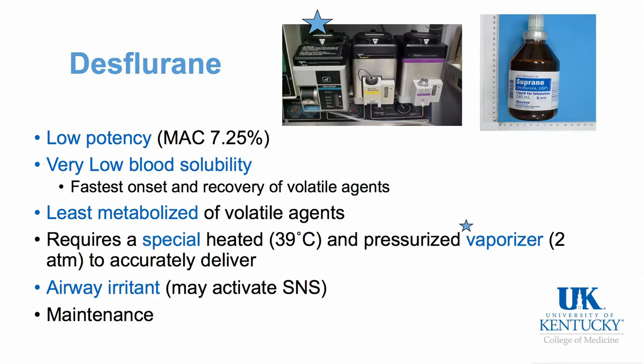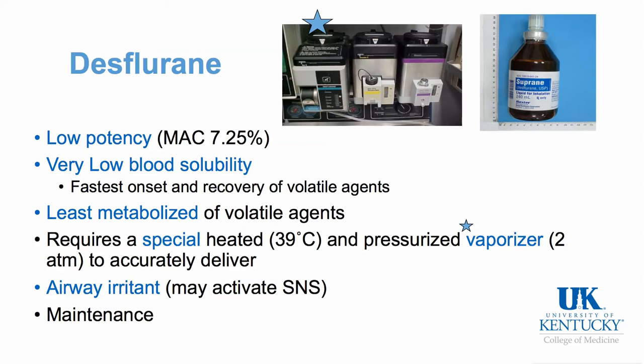So going back and reviewing for just a moment, desflurane, remember, has very low potency. It requires over 7% or so to provide 1 MAC, or 50% of patients not moving to incision, at an alveolar concentration of 7.25% at 1 atmosphere and 20 degrees. Very low blood solubility, meaning that its FA over FI rise is rapid, so its onset is rapid. It's the least metabolized of all the volatile agents. It has to have that special vaporizer plugged in, heated to 39 degrees centigrade, which creates an environment of about 2 atmospheres pressurized desflurane to accurately deliver desflurane.